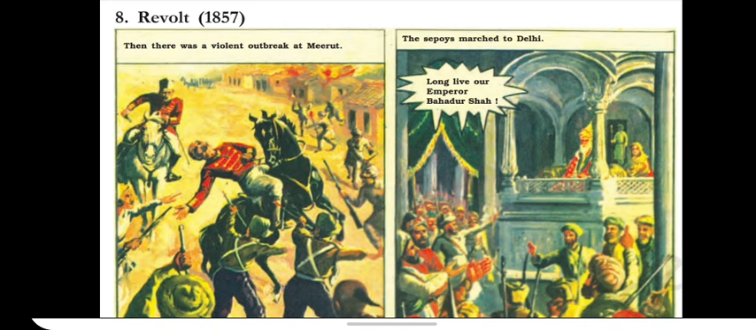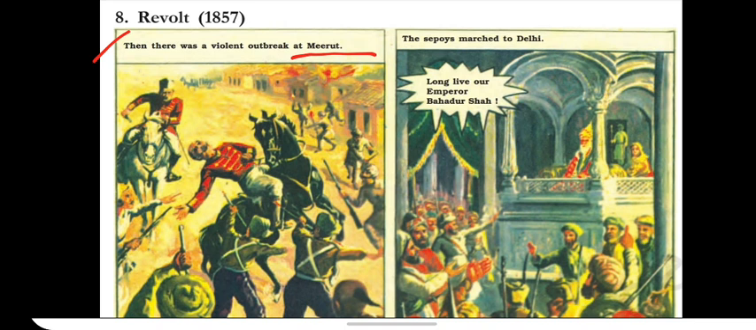Okay, now the eighth one, revolt. So now, as we saw that all of them started different activities to gather up their force, now they revolted against the British Raj in 1857, which is also known as the First War of Independence. Then there was a violent outbreak at Meerut. Outbreak means people suddenly started protesting in a violent way, right?